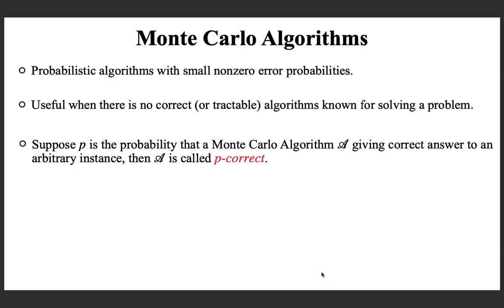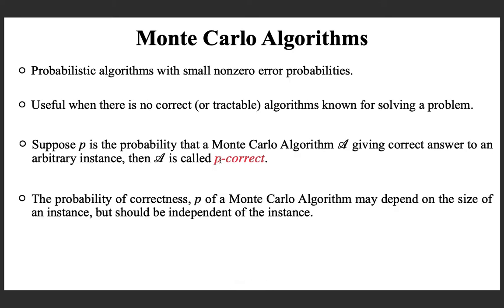Suppose P is the probability that a Monte Carlo algorithm A gives the correct answer to an arbitrary instance of a problem, then the algorithm is said to be P-correct. P is the probability of correctness, and for Monte Carlo algorithms, P may not always be 1. The probability of correctness P of a Monte Carlo algorithm may depend on the size of the instance, but should not depend on a particular instance.